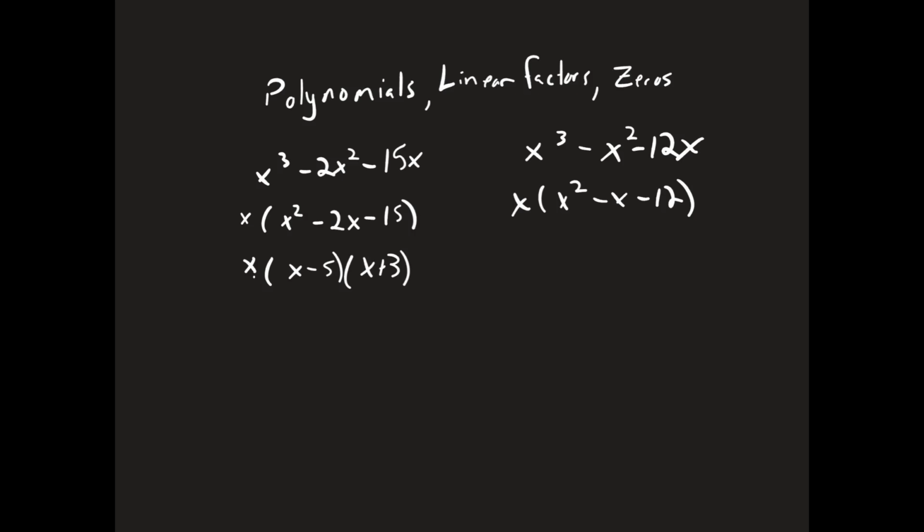So what I have now is I need factors of 12, multiples of 12, whose sum is a negative 1. Well, we know that 4 times 3 is 12, so we need a negative 1, so that would be negative 4 and 3. So we have x times x minus 4 times x plus 3. It's factored. All right, so that's our first step.